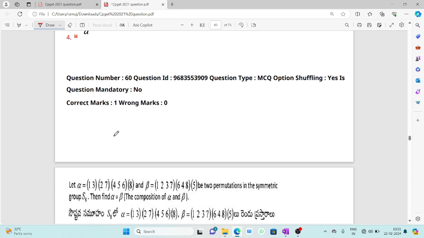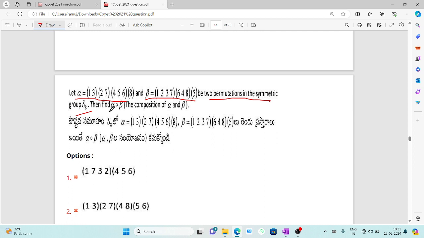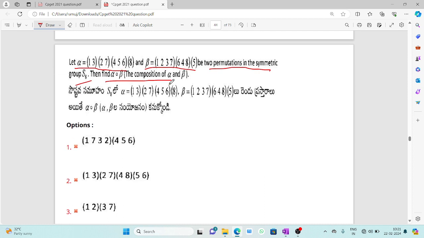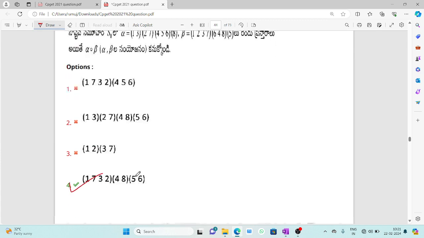And question 60 is: he provided alpha as one permutation and beta as another permutation in a symmetric group. Then he is asking just for the composition, the multiplication of these. That is very simple. If you do that, you directly get the answer.